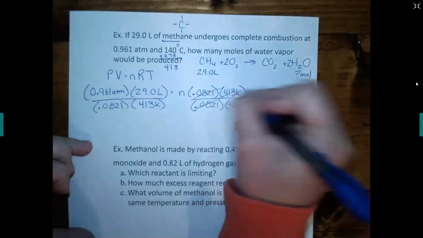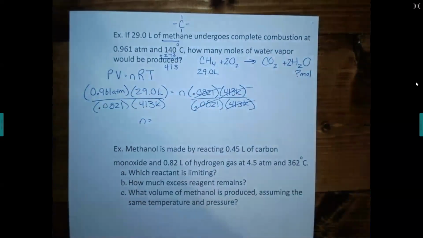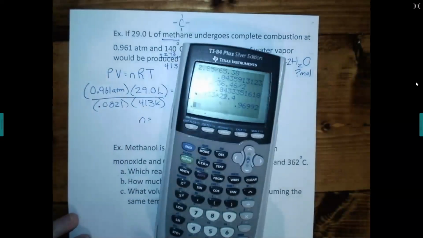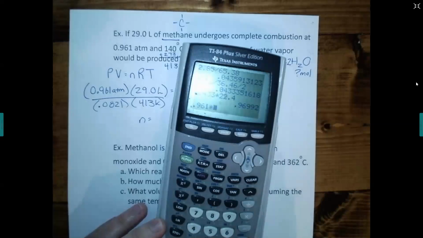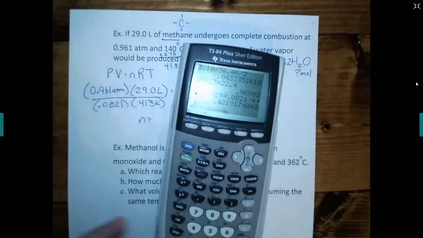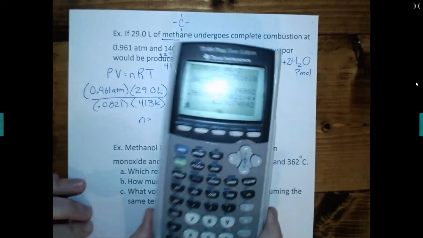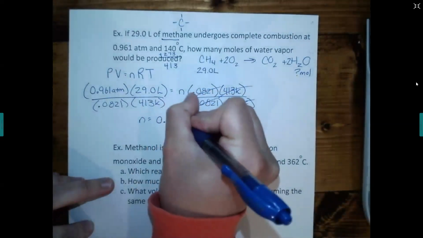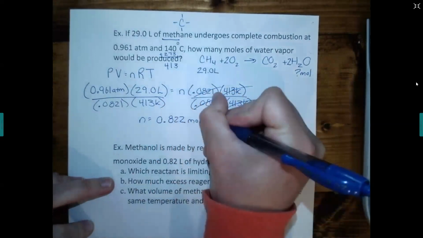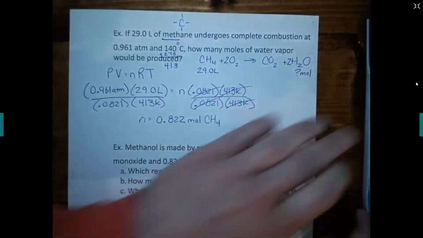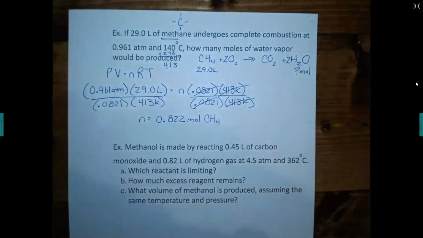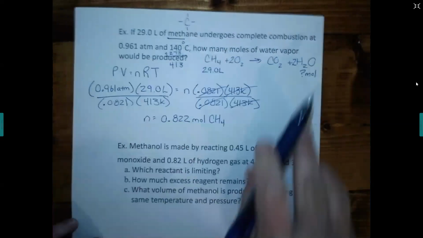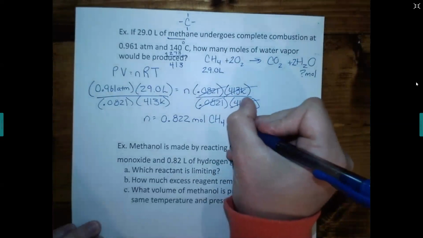So those cancel. Let's see what we get. 0.961 times 29 divided by 0.0821 divided by 413. And to 3 sig figs, I get 0.822 moles of methane. That's not the answer, because that's moles of methane. I want to know how many moles of water vapor that is. So I'll go ahead and do that now.